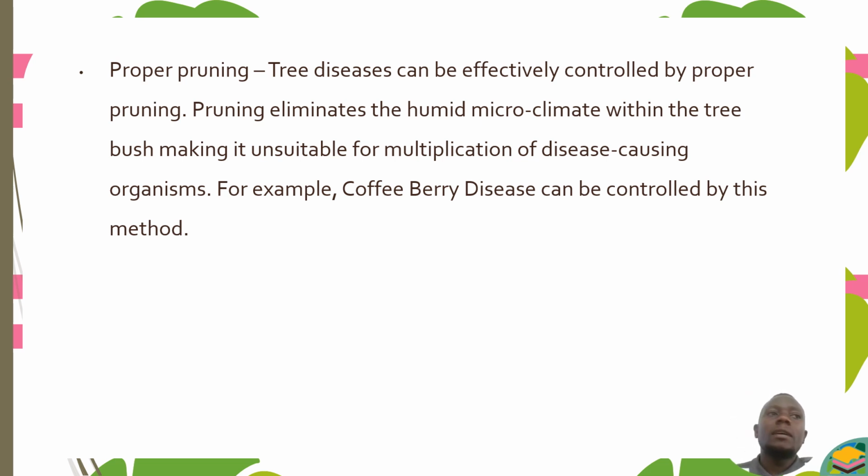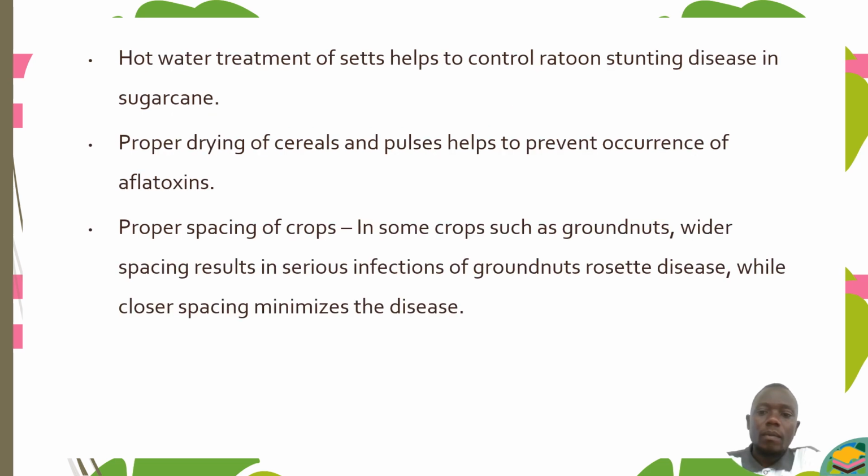Sometimes, if a branch of a tree has been attacked by the disease, you can just prune. If you prune, it means you are preventing the multiplication of the disease, or you are preventing the disease causing organism from going to other parts of the tree. Then I've got hot water treatment of sets, which helps to control ratoon stunting disease in sugarcane.